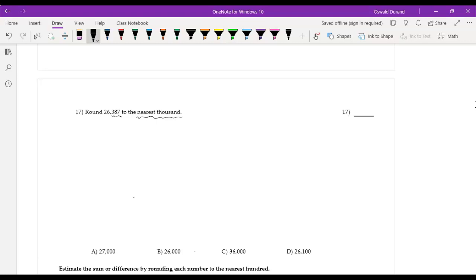All right, so here we have the ones, right? The 7 represents the ones. The 8 represents the tens, so the ones, the tens. And then 3 here represents the hundreds, right? And here the 6 represents the thousands.